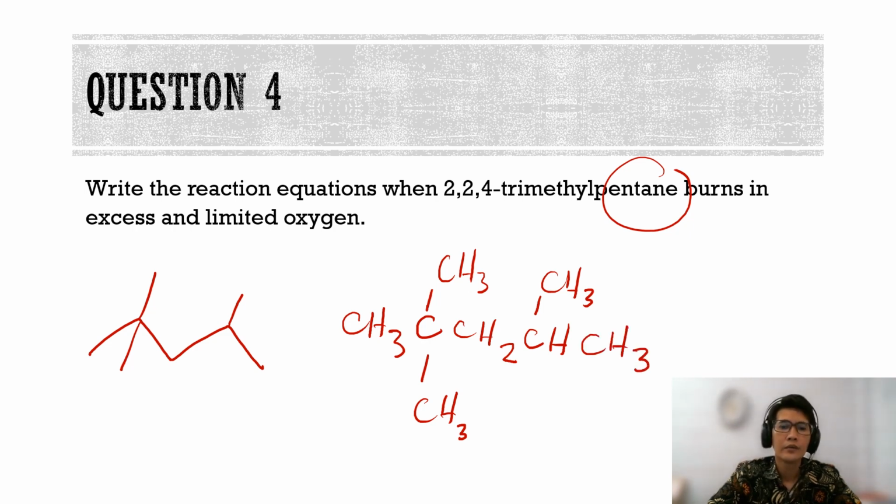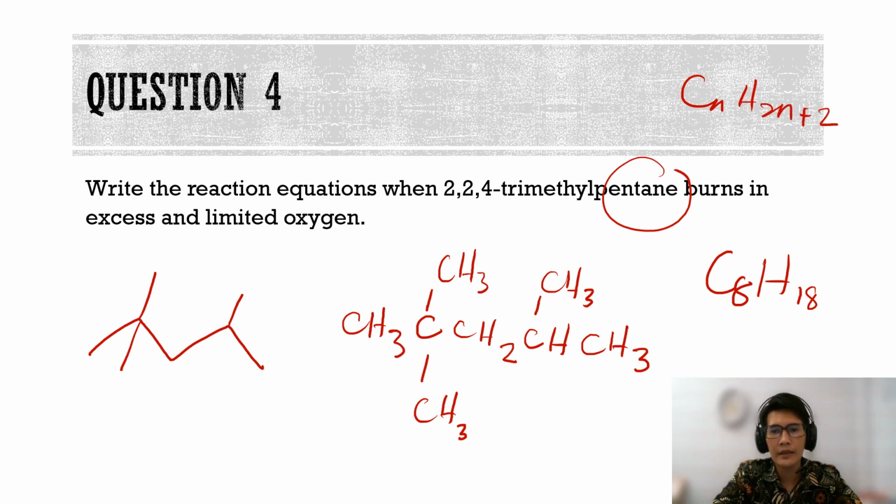From here we can count the number of carbons: 1, 2, 3, 4, 5, 6, 7, 8. So C8. And the hydrogens: 9, 10, 16, 18. C8H18. This matches the general formula of the alkane, CnH2n+2. So C8, 2n means 8 times 2 is 16, plus 2 is 18. So this is correct, our determination of the molecular formula is correct.